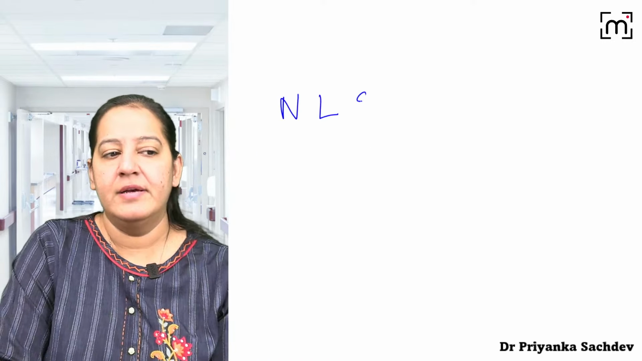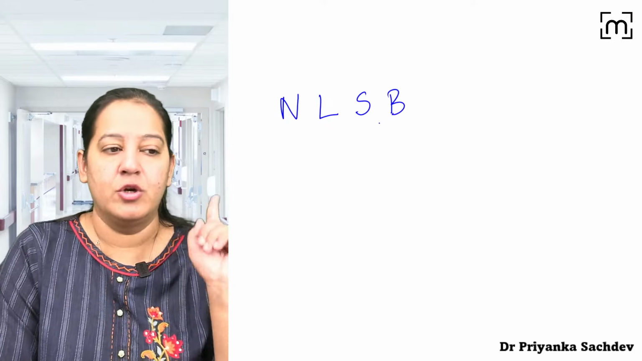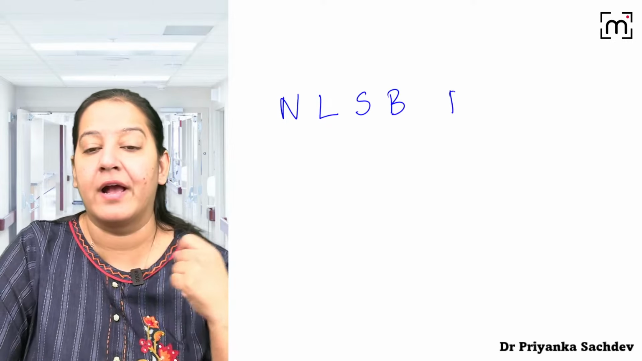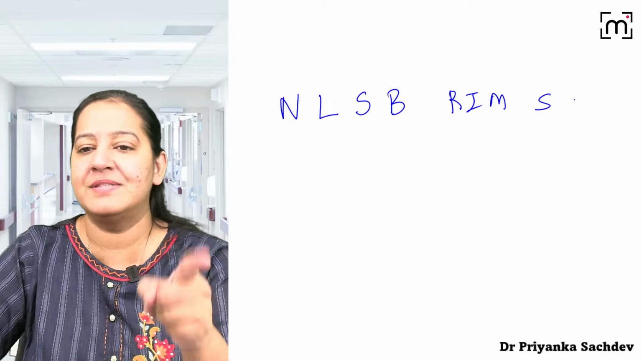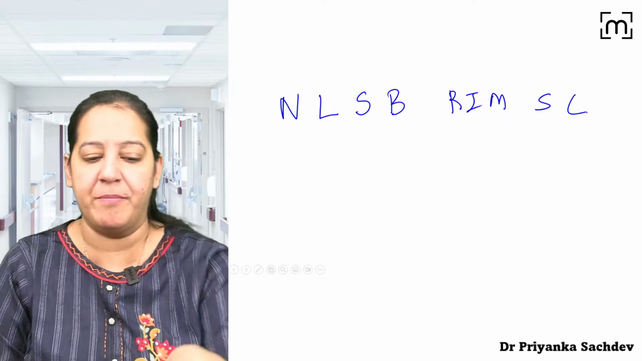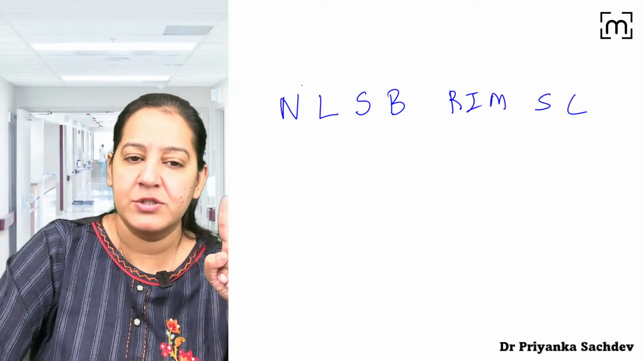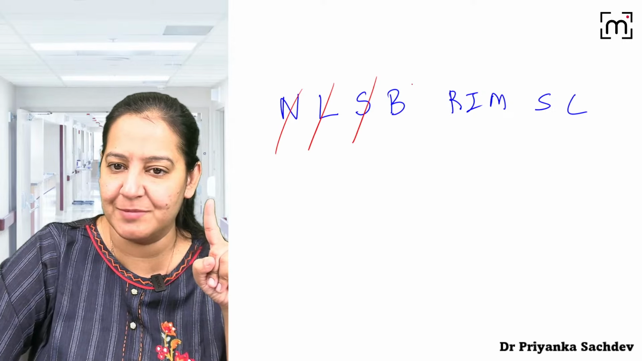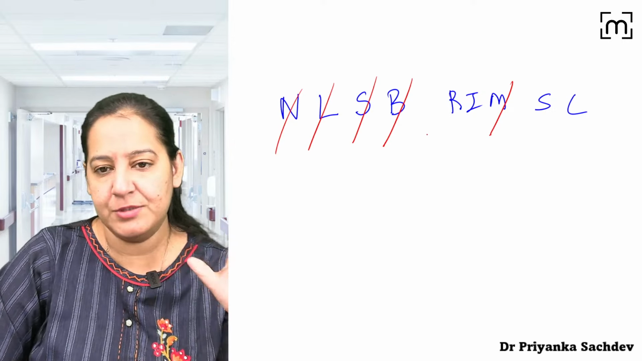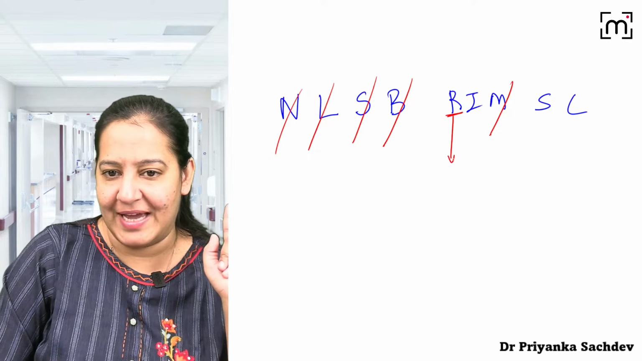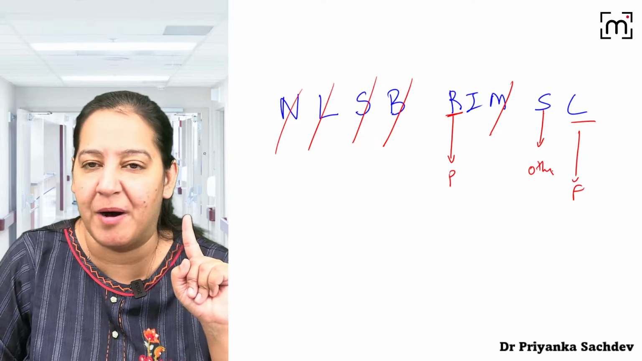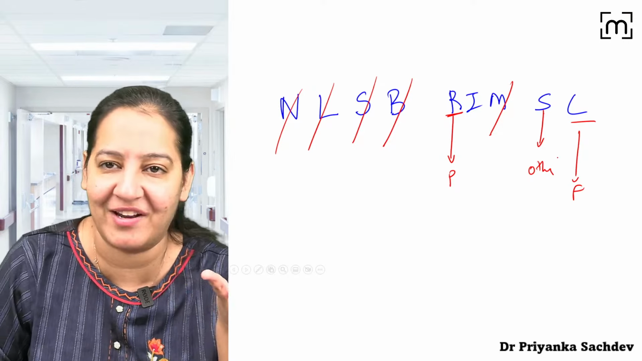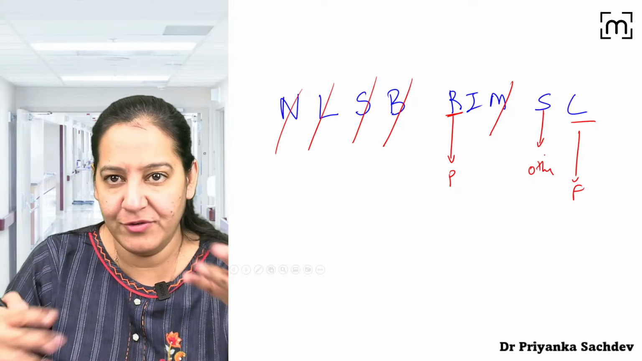So can you tell me the full form? No longer separate booking, RIM, SIM card. Try to say the full form now with me. So this is bacteria, this is bacteria, this is bacteria, this is bacteria, and this is bacteria. This one is a parasite. This one is a fungus. And this one I will put in others, human sperm. Human sperm is not a bacteria, fungus or parasite, so others.